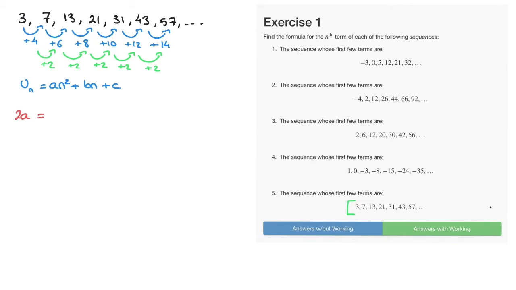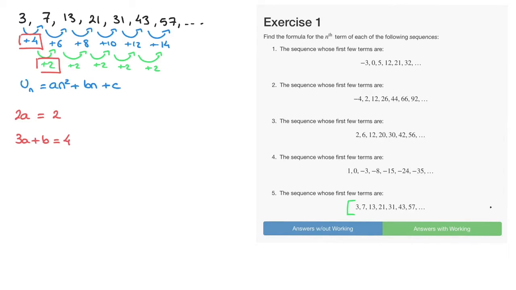2a must equal to the second difference. So in this case, that's 2. So 2a must equal to 2. We also have 3a plus b must equal to the difference between the first and second term of the sequence. So in this case, that would be 4.